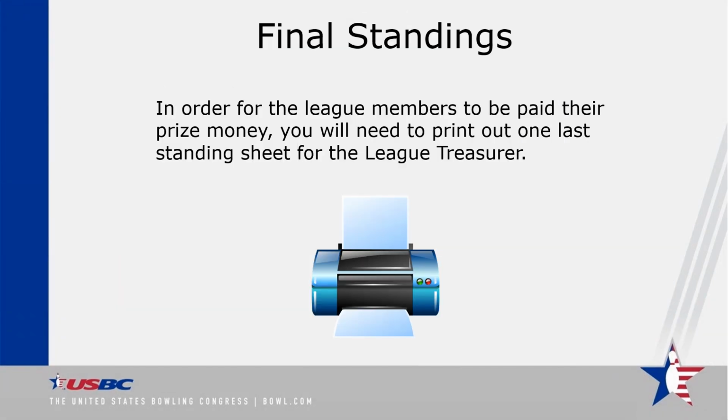According to Rule 102F, Duties of the Treasurer, the treasurer is responsible for distributing all monetary prizes to the league members. In order for the Treasurer to accomplish this, you will need to print out one last standing sheet for the league Treasurer. This final standing sheet is used by the Treasurer to determine final standings for payouts. You, as League Secretary, will also need a copy in order to distribute the year-end team and individual awards, if any. Copies of the final standing sheet are usually furnished to the team captains as well.